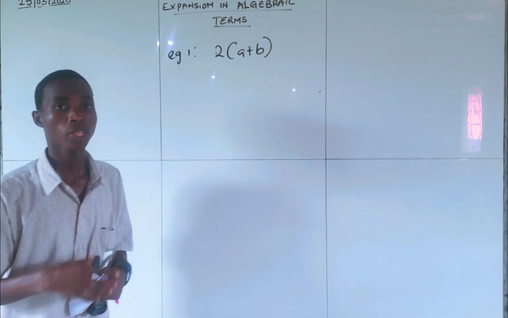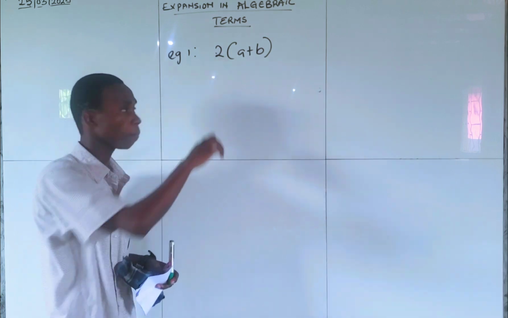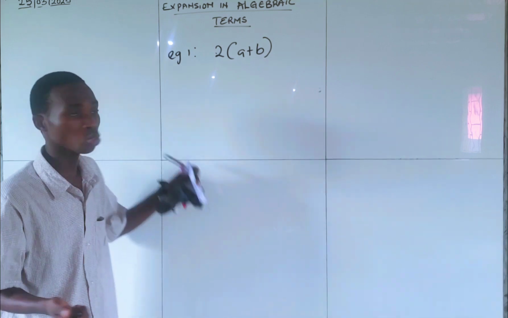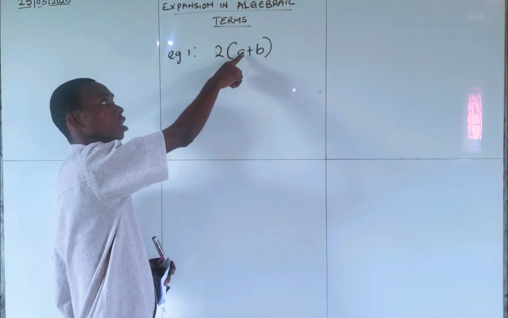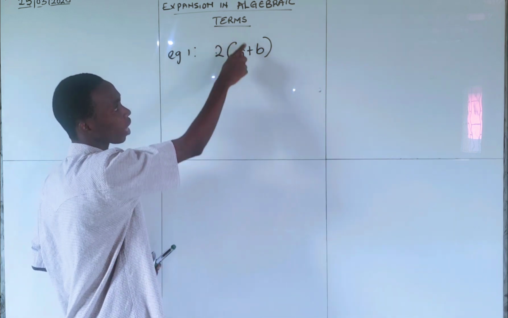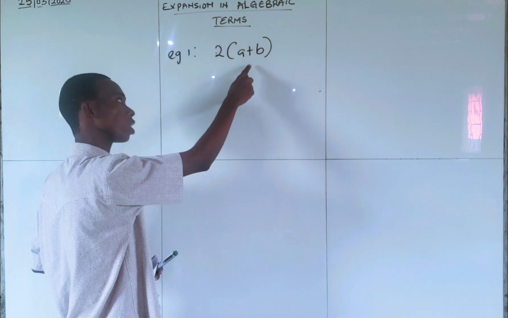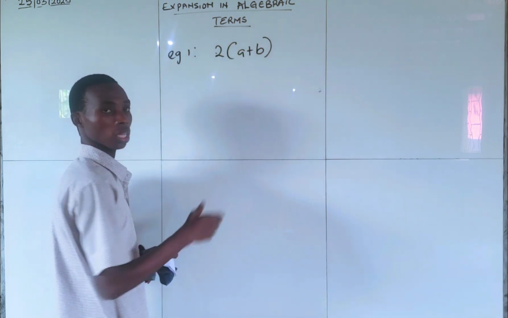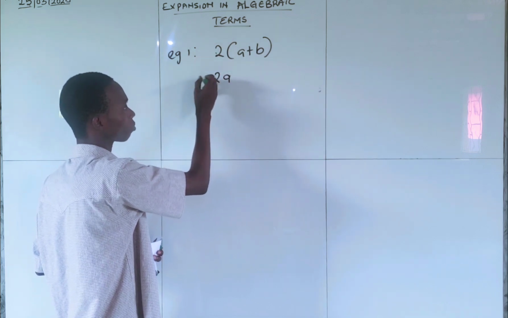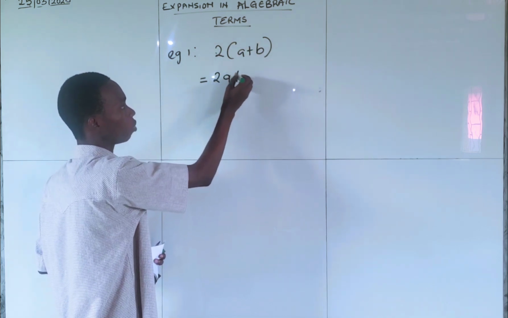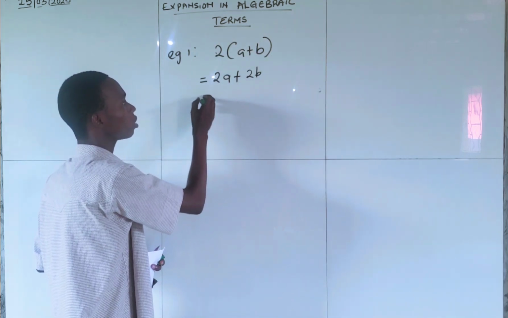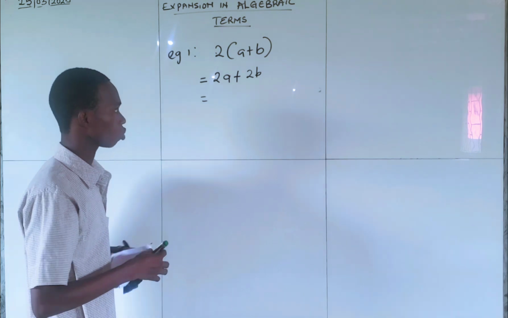Now what are we going to do? If you have an outside function and an inside function that is inside the parentheses, the outside one will multiply the one inside and you get your answer. So 2 times a, and the plus sign is still there, and then 2 times b. 2 times a gives us 2a. The plus sign comes down. 2 times b gives us 2b. So we have 2a plus 2b.